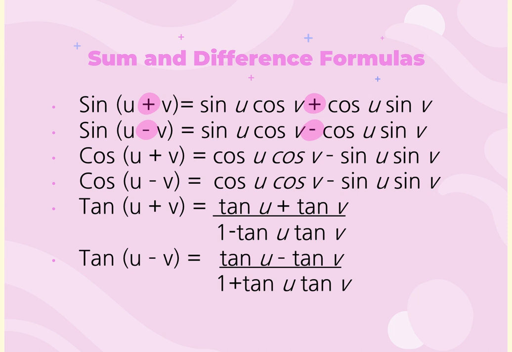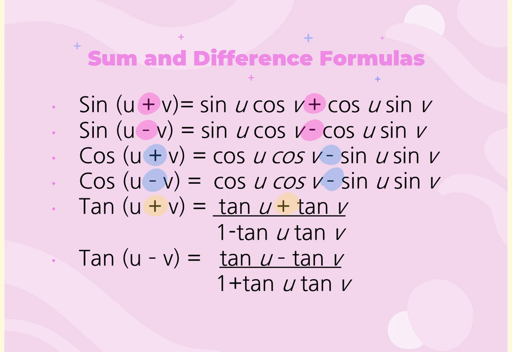For cosine, the pattern is cosine, cosine, sine, sine. And the sign, positive or negative, is the opposite. So cosine is cosine, cosine, sine, sine. We switch the sign. And then the tangent is the sum or the sign that matches in the numerator.